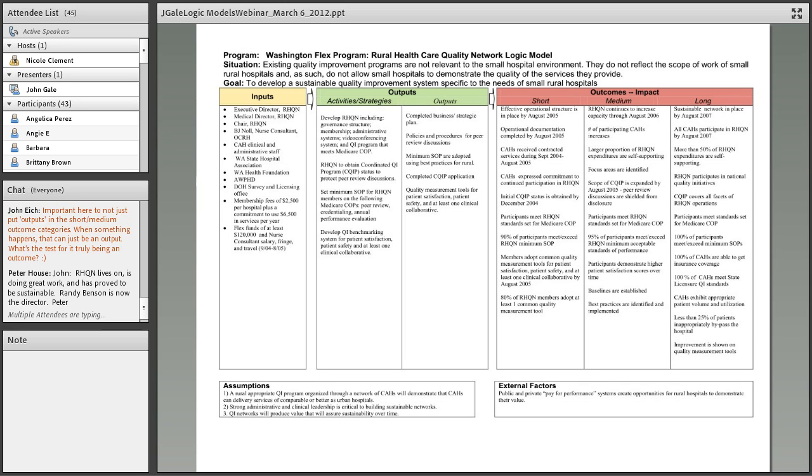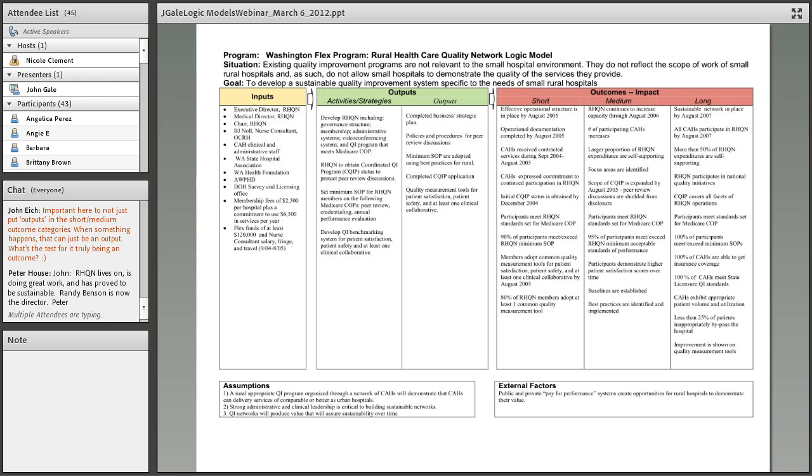They moved the number up to 95% of participants meeting the minimum acceptable standards of performance. They demonstrate higher patient satisfaction scores over time. And in the long term, they wanted a fully sustainable network in place by 2007. And Peter House just reminded me that RHQN lives on. I recently spoke with Randy Benson around another project, and they are really doing great work. And they're a long way towards achieving some of their goals.